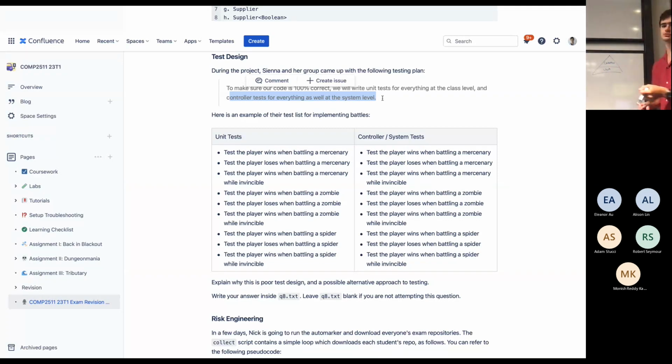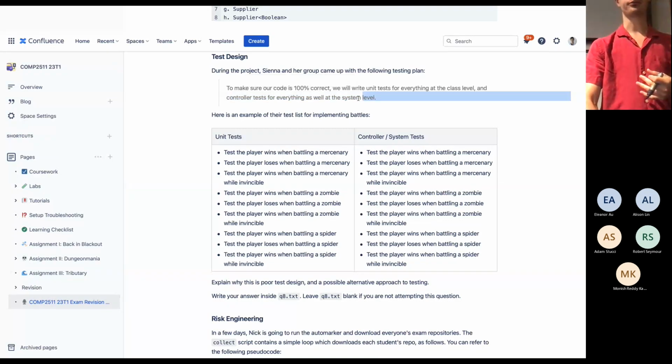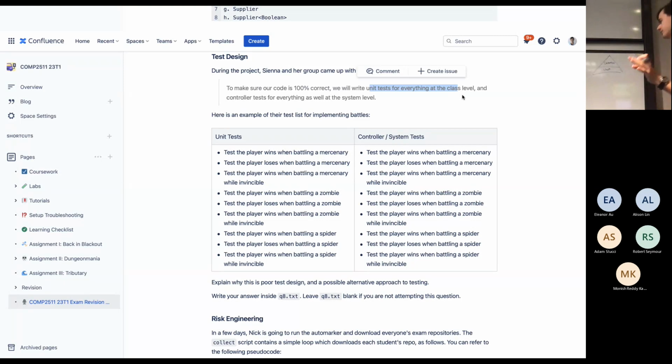Because controller tests are probably harder to write, right? Because they're at a high level of abstraction, whereas unit tests are just testing individual classes. They're nice and easy to write. You can write them as soon as you write your class. So we have a bunch of unit tests, and then slightly fewer controller tests that cover the main use cases. That would be fine. If you identify the DRY and just the fact that this is poor test design, then that's also good.